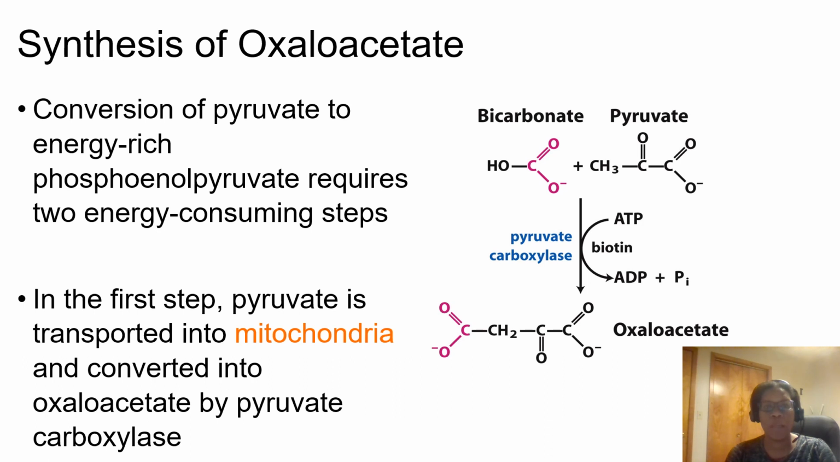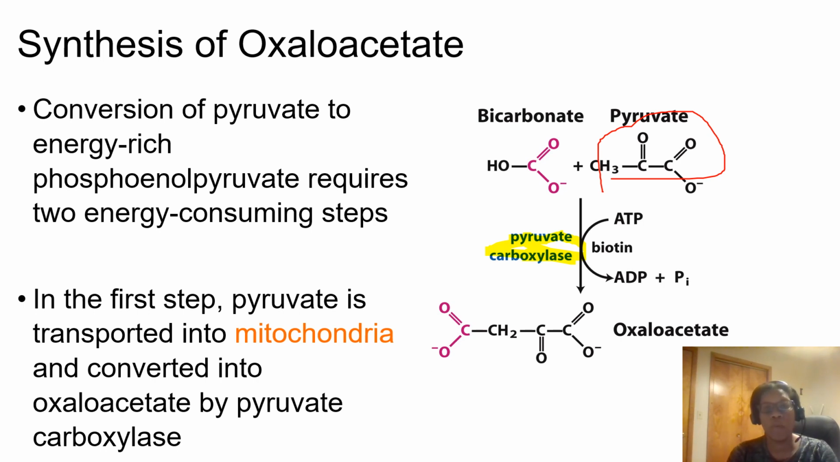In the first step, pyruvate is transported into the mitochondria and then converted to oxaloacetate. So we have our pyruvate molecule here. We utilize pyruvate carboxylase, so we're going to carboxylate pyruvate using bicarbonate. So we're going to take that CO2 over bicarbonate and create this molecule, oxaloacetate.